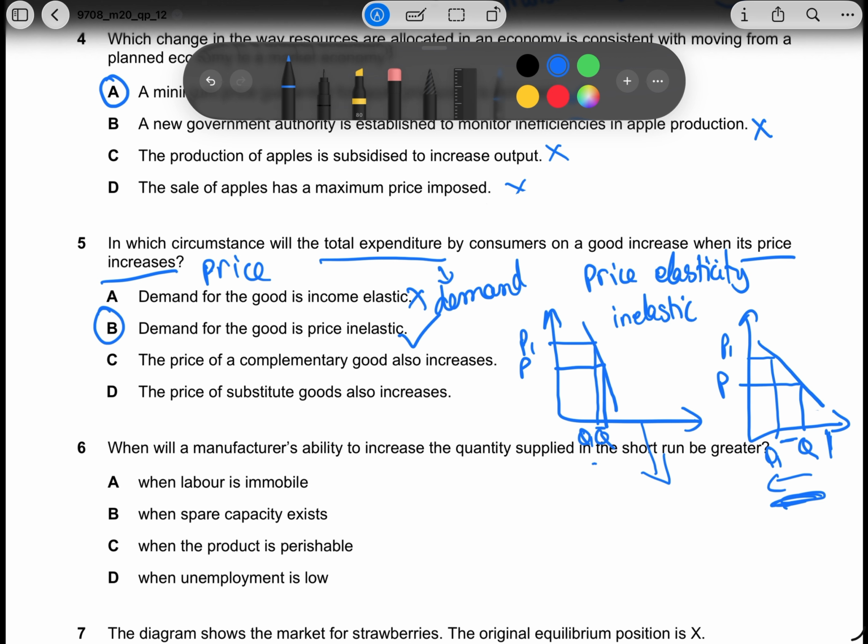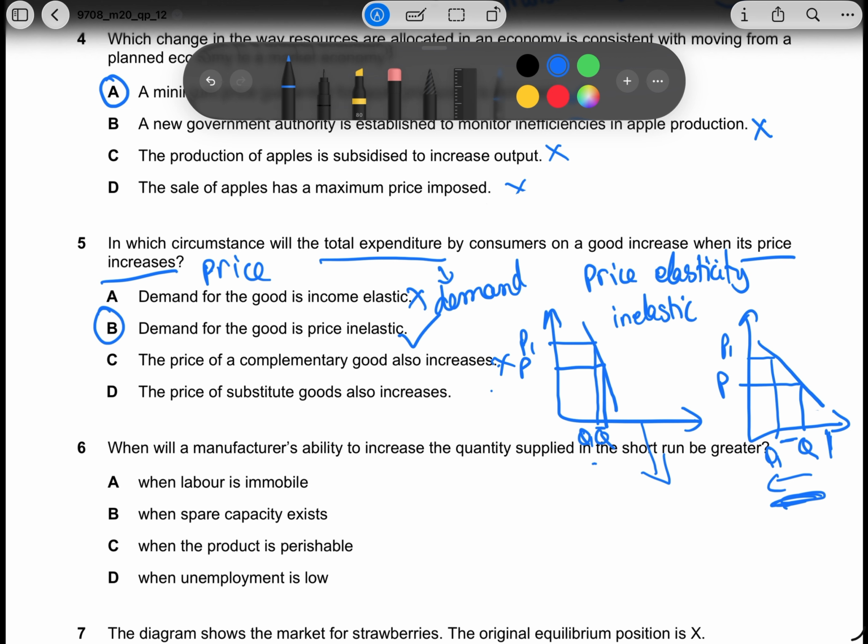Let's just briefly look at why C and D are wrong. The price of a complementary good also increases. Well, a complementary good is something that is jointly demanded, for example, tennis rackets and tennis balls. If the price of the tennis ball increases, my demand for the tennis racket would decrease because I would have to buy both of them. So no, this is also not the case. My demand would rather decrease, and thus the total expenditure.